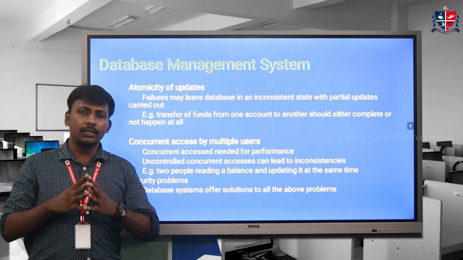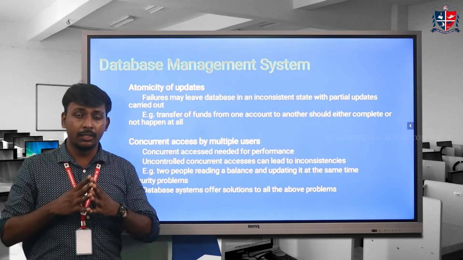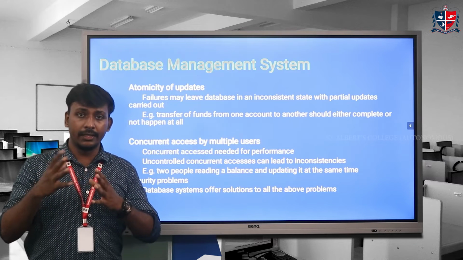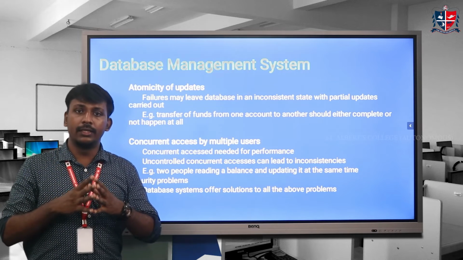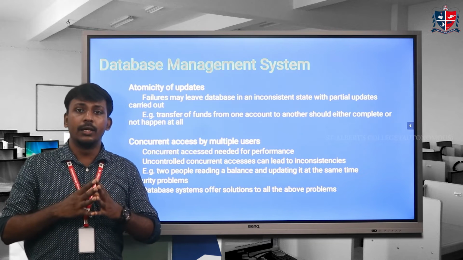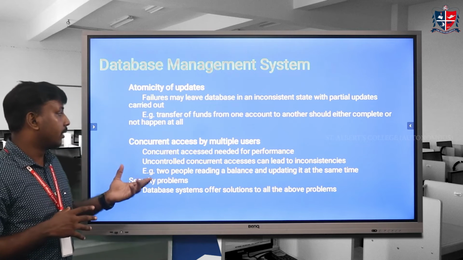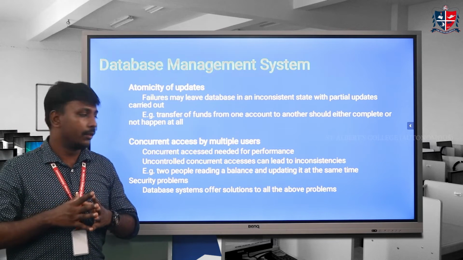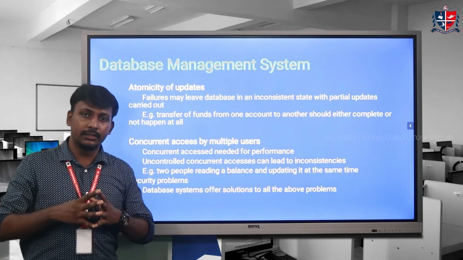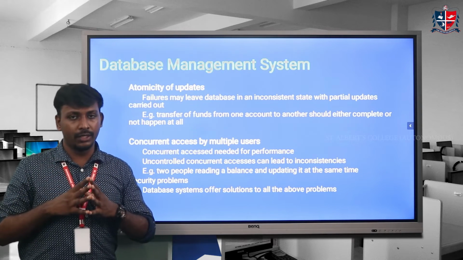And coming to concurrent access by multiple users. Suppose you have a banking application, there may be n number of users accessing the banking site, banking directly, as well as the ATMs in real time. The concurrent transactions must be dealt with in a proper manner by an efficient system. Then, what are the concurrency issues happening? First one is performance. Second one is inconsistent states. That is, uncontrolled concurrent applications may lead to inconsistency of the application.